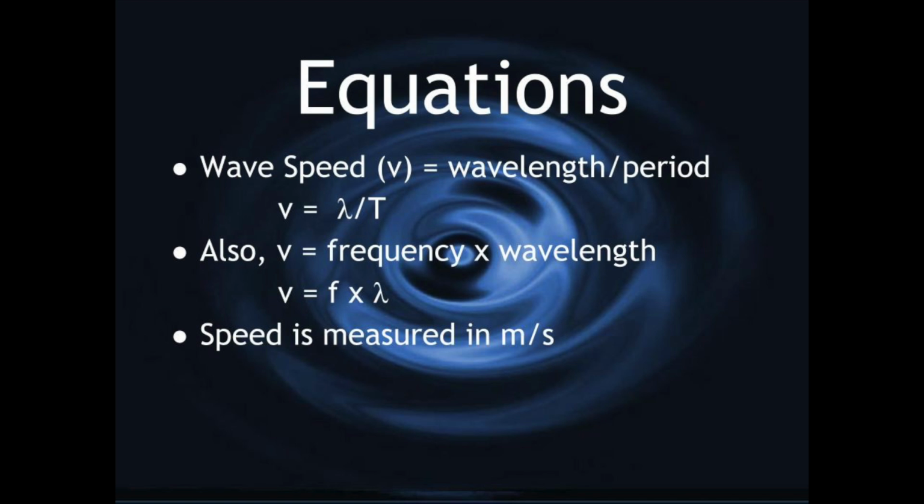We can calculate wave speed by basically doing distance over time. Wavelength is the distance divided by the period, or since frequency is 1 over period, we can figure it out by doing frequency times wavelength.